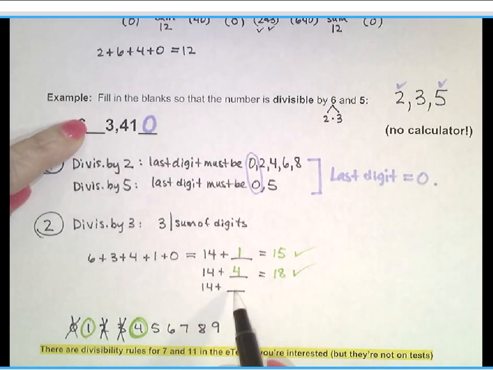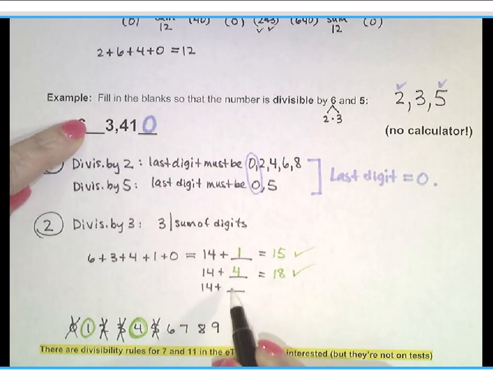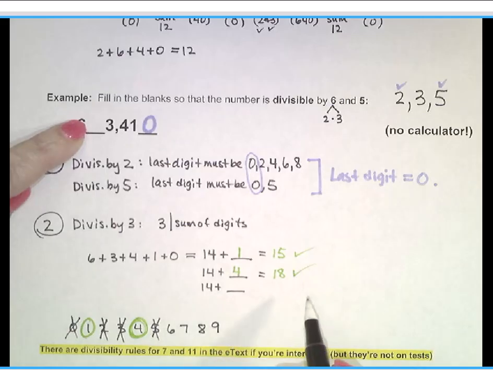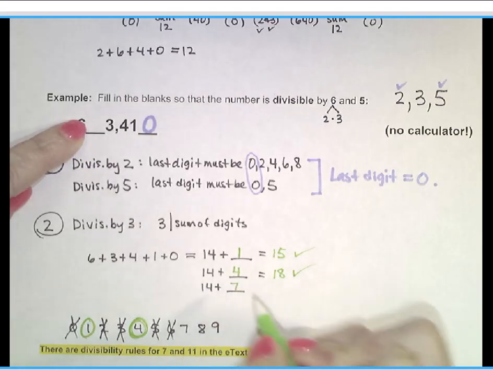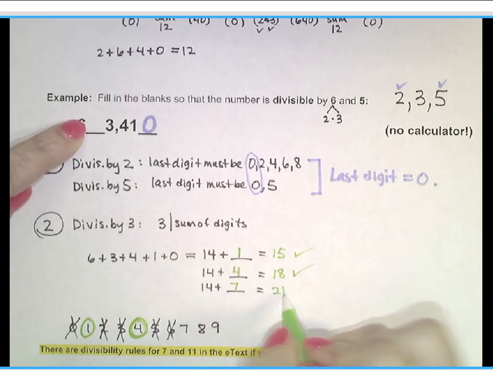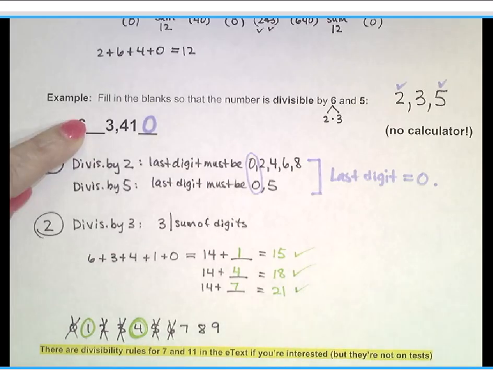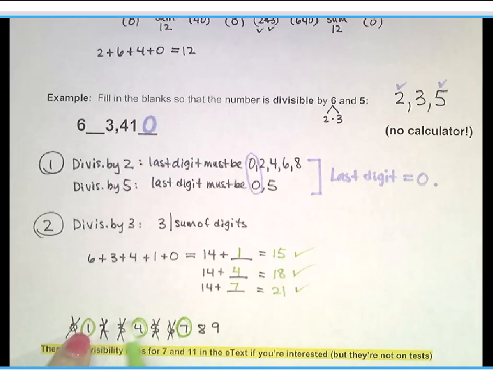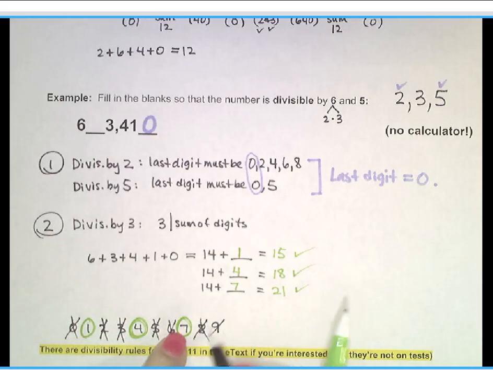Okay, what if we put in a 5? Well, that would be 19. Does 3 divide 19? No. What if we put in a 6? We'd get 20. Does 3 divide 20? No. What if we put in a 7? If we put in a 7, 14 plus 7 equals 21. 3 divides 21, so that one's going to work. Do you see what's happening? The 1 worked, and then if you go up 3, you get to 4, and if you go up 3, you get to 7. I'll just go ahead and tell you 8's not going to work, and 9's also not going to work.